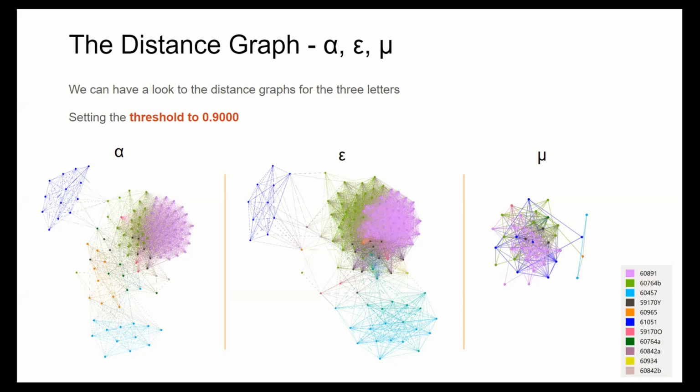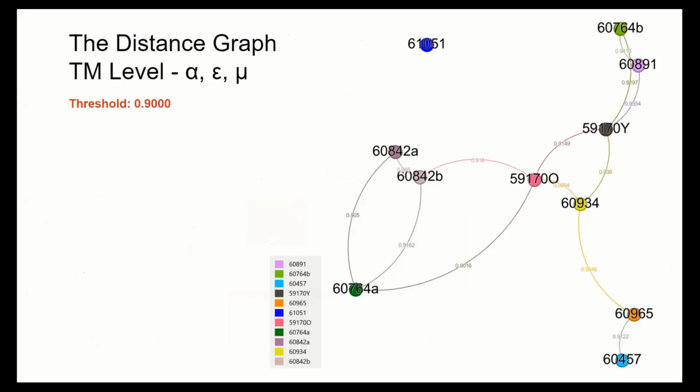Our initial goal was to measure similarity between writers, between TMs. So we can just skip to another sort of representation that is a little bit clearer. And it's again a distance graph, but it's based on the TMs. So all the dots now are not single images, but sets of images belonging to the same TM. And the connections between the dots measure the similarity between TMs.